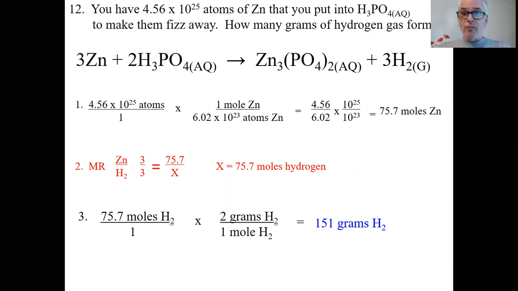Now, what really just happened? In this reaction, you have a big pot of phosphoric acid. You have a whole bunch of zinc. You put the zinc in and hydrogen gas comes out. Zinc phosphate forms in solution.